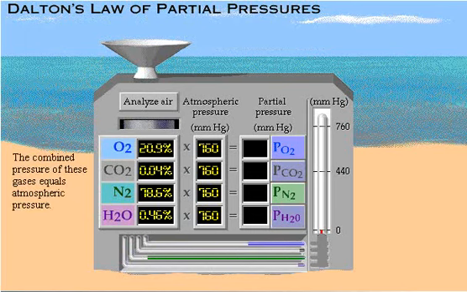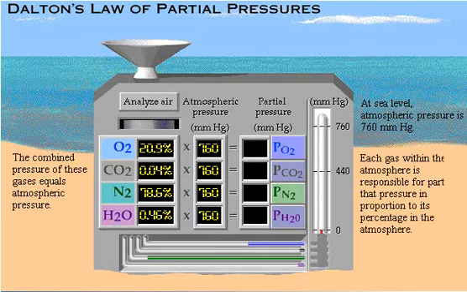The combined pressure of these gases equals atmospheric pressure. At sea level, atmospheric pressure is 760 millimeters of mercury, which means that the atmosphere pushes a column of mercury to a height of 760 millimeters. Each gas within the atmosphere is responsible for part of that pressure in proportion to its percentage in the atmosphere.